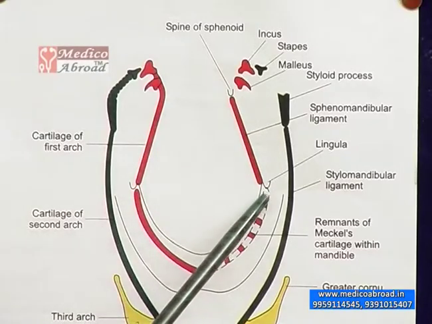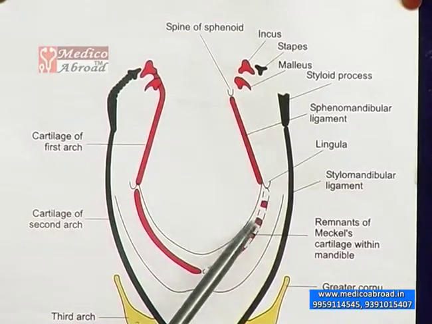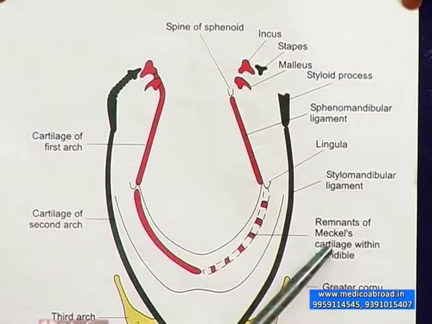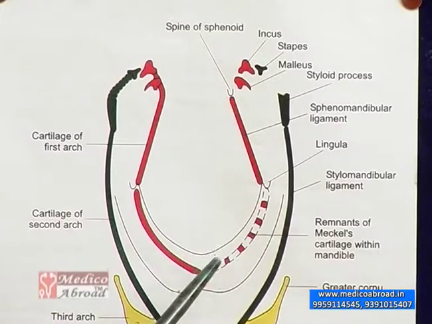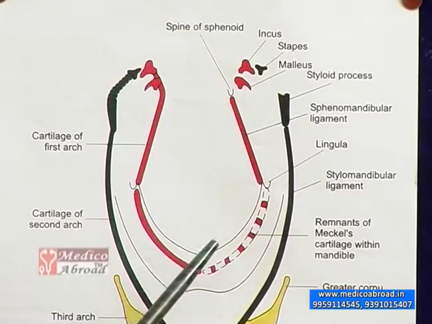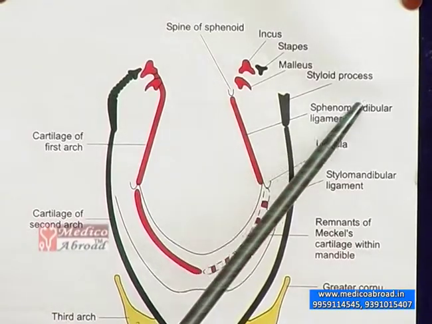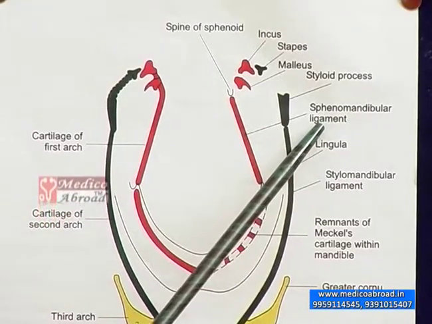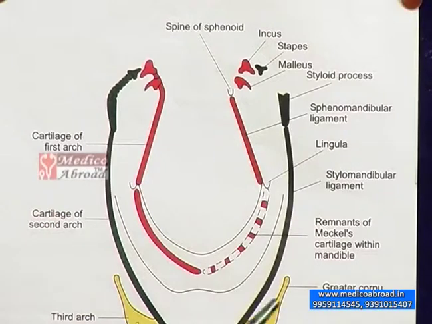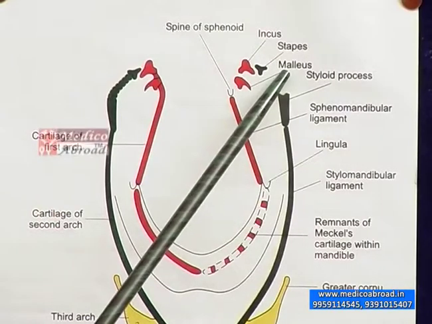The ventral end of the Meckel's cartilage gets absorbed into the mandible. But the perichondrium of this area remains, and this forms the sphenomandibular ligament and the anterior ligament of the malleus.